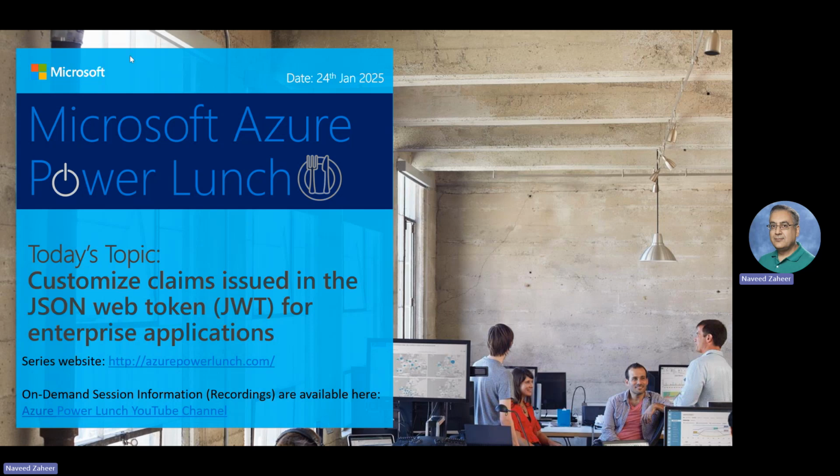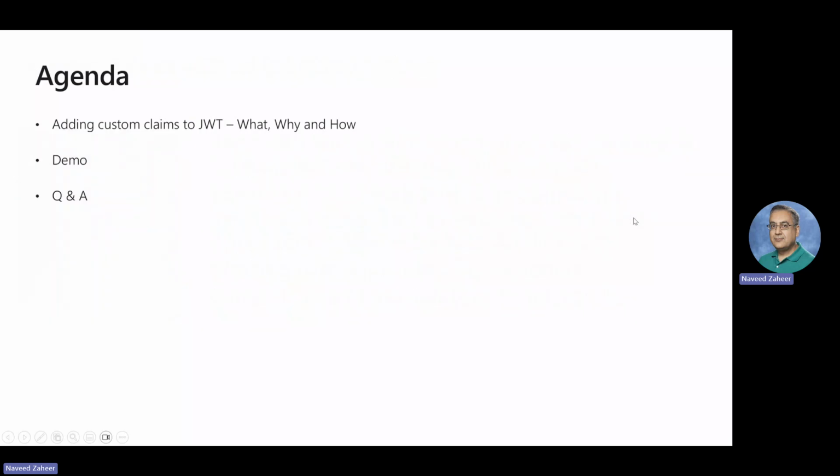Okay. So let's, as we always do, quickly go through our agenda. Here is the quick agenda. We are going to be talking about what JWT claims are, why we need to customize them, and how we can do it. It's a very demo-driven session, so you will not be seeing much of slides. There's a couple of slides for reference, okay?